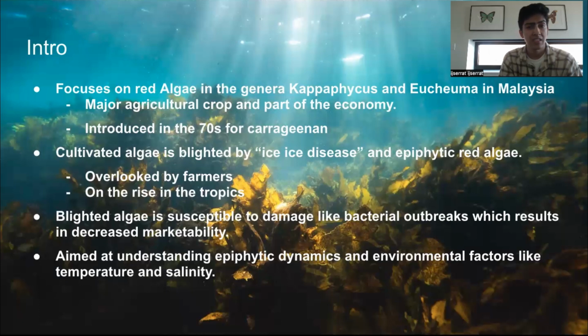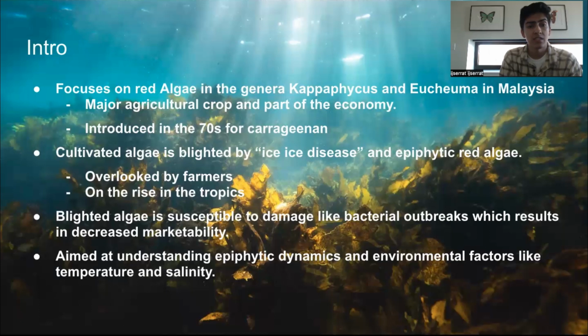Cultivated algae is often blighted by ice-ice disease and epiphytic red algae. Ice-ice disease is a wasting disease for algae. However, the focus is just epiphytic red algae, which is overlooked by farmers because it's not very well known. However, it is on the rise in the tropics, which is a big problem for them.